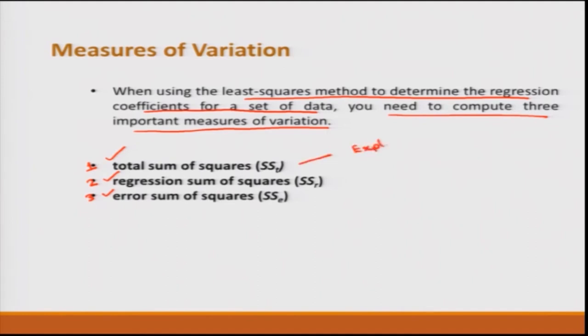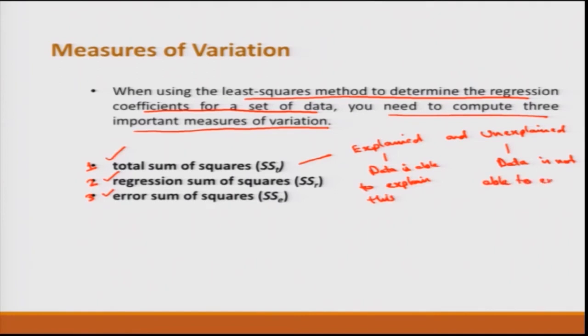explained and unexplained. Here explained implies the data is able to explain this, but something that is not explained, that is due to error, that is unexplained. The data is not able to explain this variation.